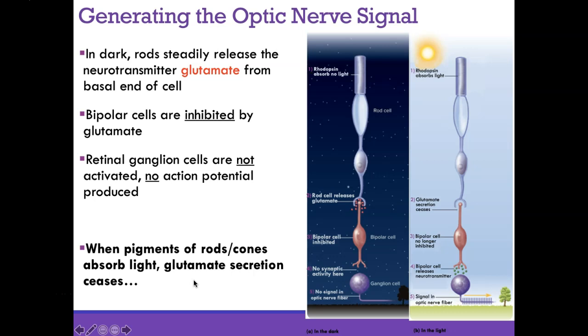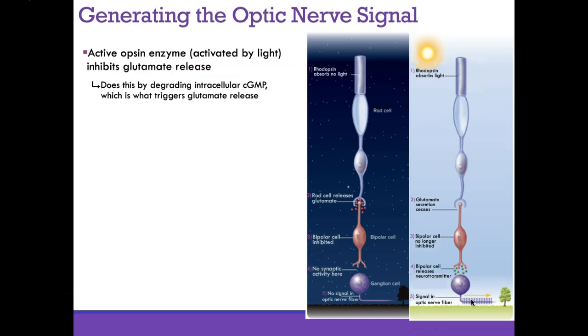However, when the pigments of rods or cones do absorb light, then the glutamate secretion stops. So the opsin activation, we'll see, stops the glutamate from being secreted. And if no glutamate is secreted, that means the bipolar cells are no longer inhibited. So the bipolar cells can now release a neurotransmitter to the retinal ganglion cells to produce an action potential. This happens because the opsin enzyme was activated by light.